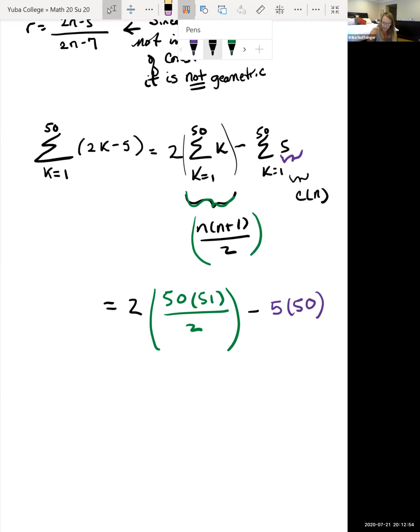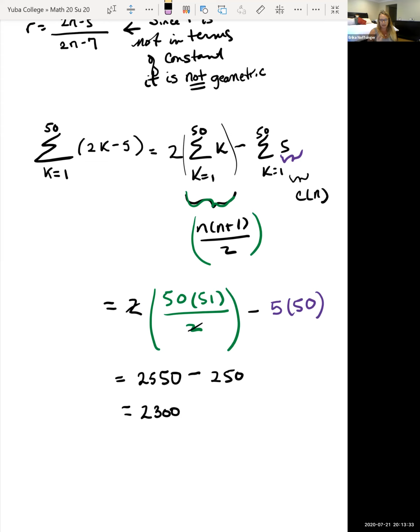So let's simplify that. 2's cancel. Well, 50 times 51. Let me just think about 5 times 51. 5 times 1 is 5. 5 times 5 is 25. So that's 255. Add a 0. So that's 2,550 minus, well, 5 times 50. That's 5 times 5 is 25 plus that 0 at the end. So I'm looking at 2,550 minus 250. That will give me 2,300.